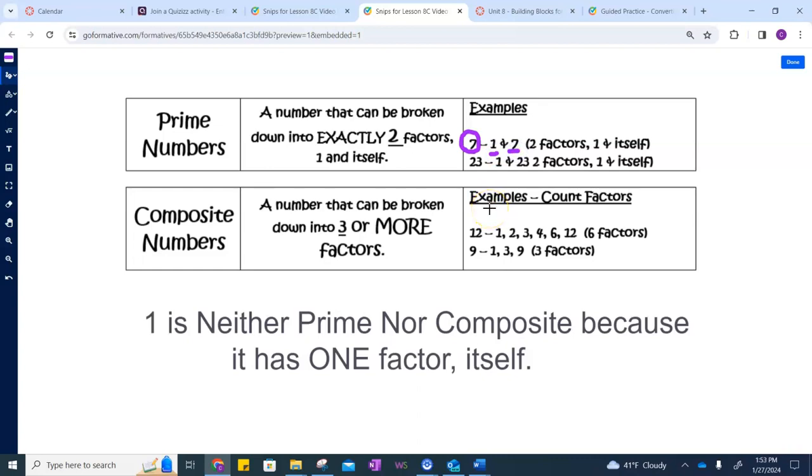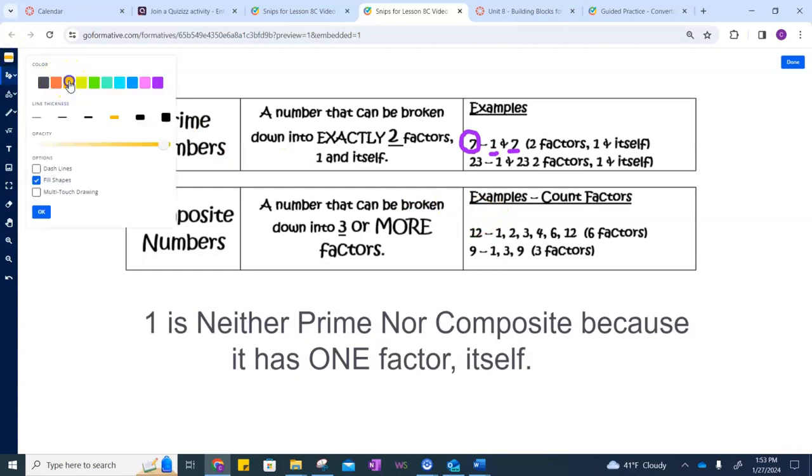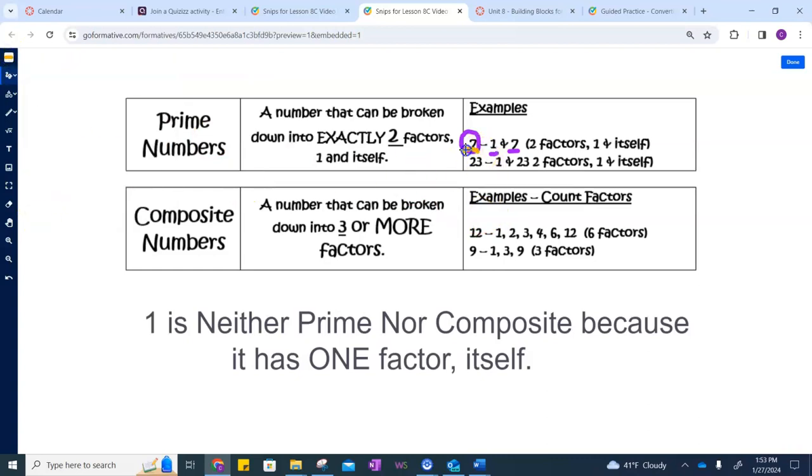When we break 7 down into whole number factors, the only 2 we can find are 1 and 7, 1 and itself. 23 is another example of a prime number, because when you look at the whole number factors for 23 and break that number down, the only 2 you'll find are 1 and 23, 1 and itself. So again, prime numbers are numbers that break down into exactly 2 factors, 1 and itself. They have no more or no less, exactly 2.